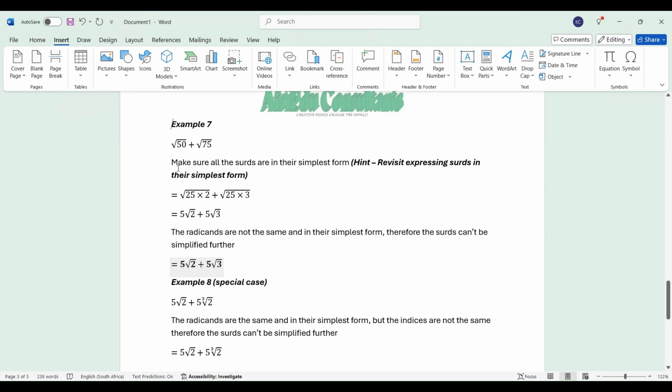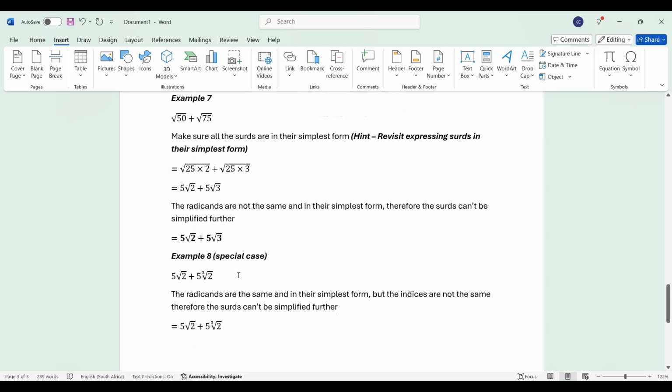So simplifying, root 50 becomes square root of 25 times 2, and the square root of 75 becomes square root of 25 times 3. Then square root of 25 is 5. So we are having 5 root 2 plus 5 root 3. Now the radicands are not the same after simplifying to their simplest form. Therefore, the surds cannot be simplified further. So our final answer becomes 5 root 2 plus 5 root 3.